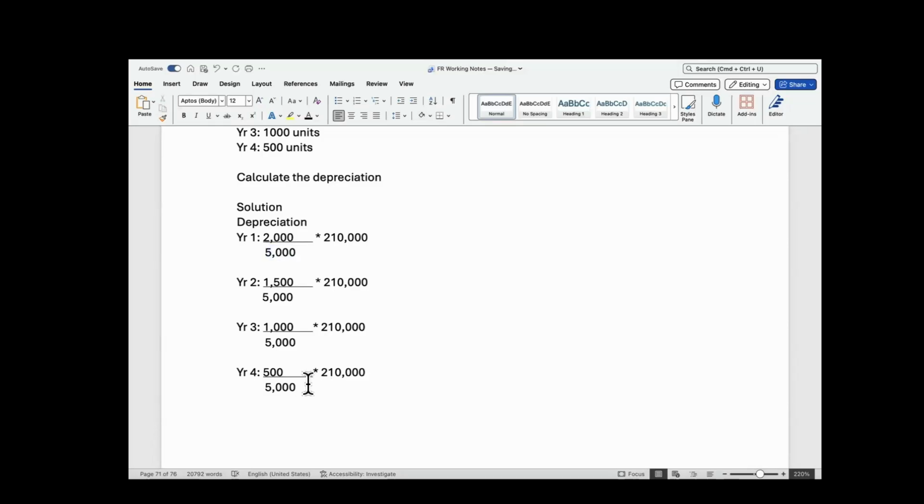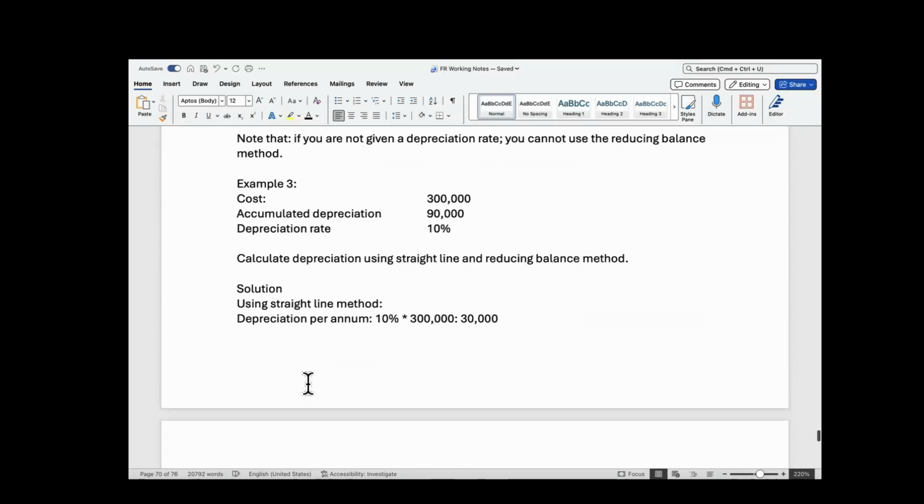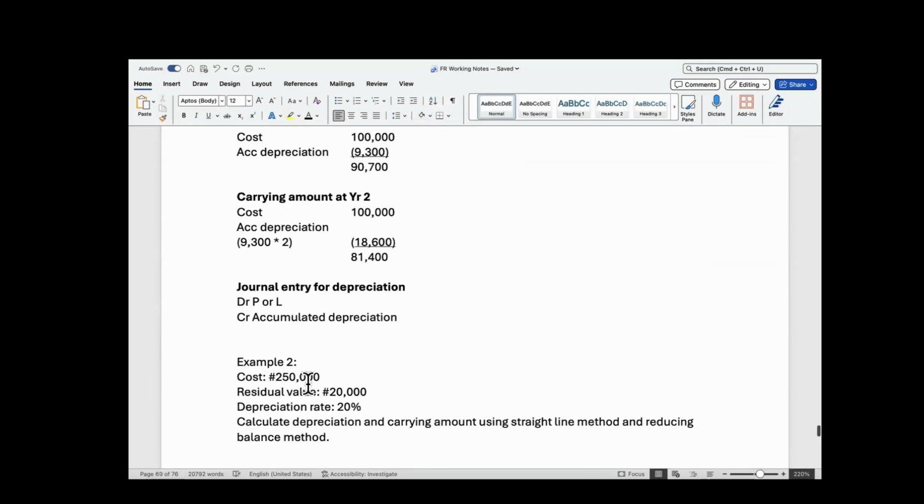And this is how depreciation works, and how depreciation is calculated for the cost model. Even for the revaluation model, it doesn't really change. It's still the same.